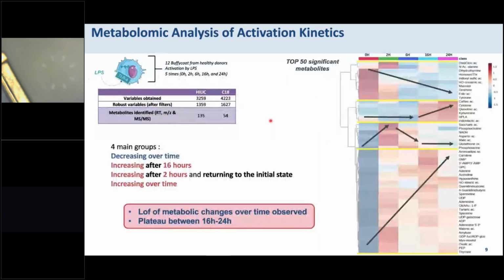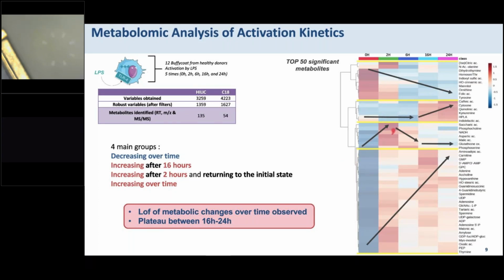By applying a heat map, we were able to observe the evolution of all the metabolites over time, and 4 main groups emerged: those decreasing over time, the group with an increase only after 16 hours of activation, those that increase after 2 hours but return to the initial state, and the majority of the metabolites.